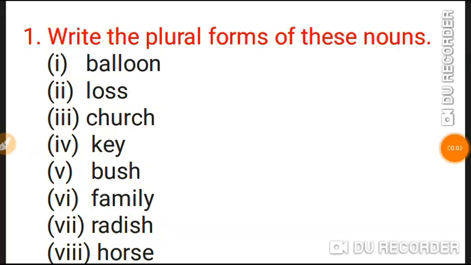Now see this question. Here you have to write the plural forms of the given nouns. For example, number 1 is balloon. As you know, generally we add s to a word to make its plural. So to make the plural of balloon, you have to simply add s to it. So it will be balloons, which is the plural of balloon.